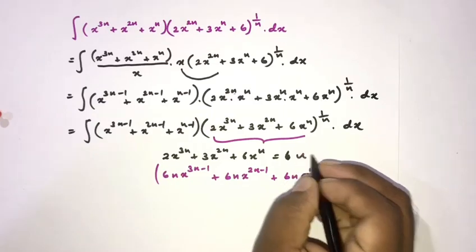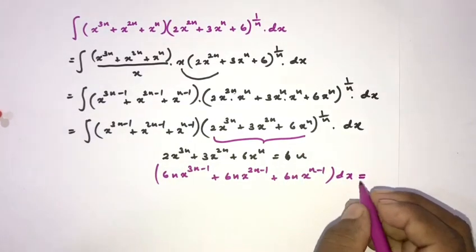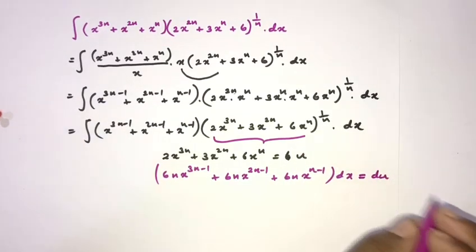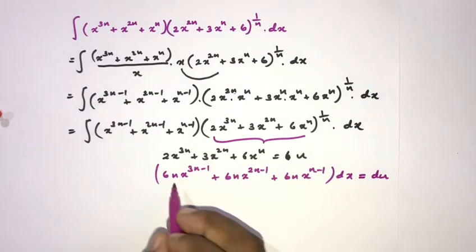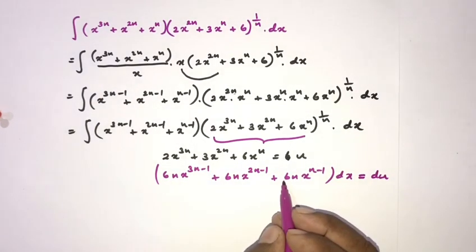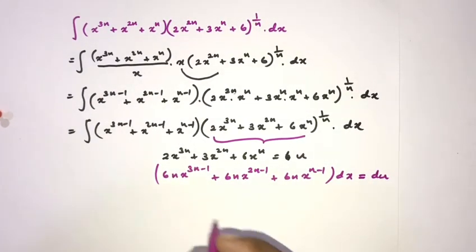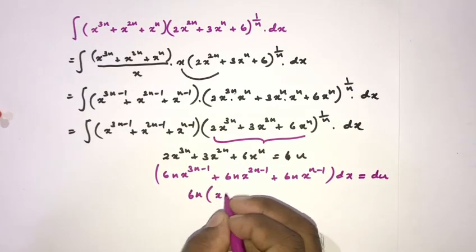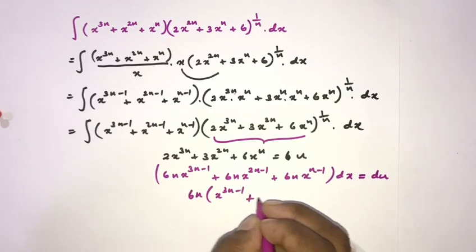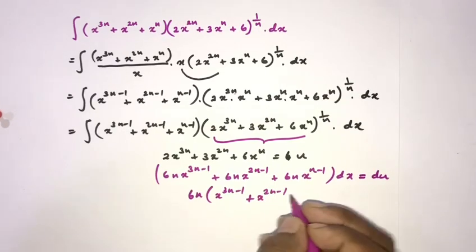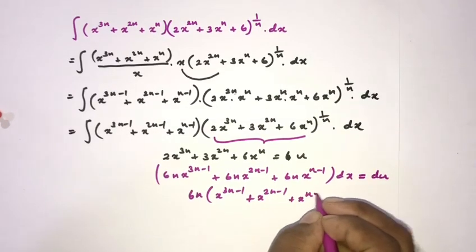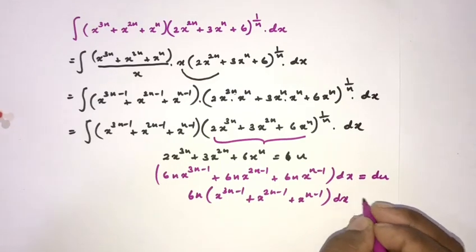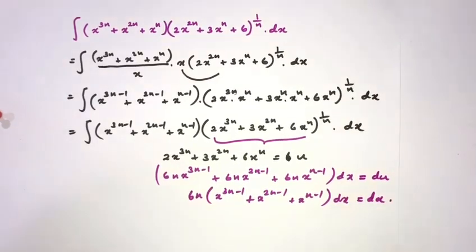This is equal to du. Then we have 6n, 6n, 6n, so 6n is a common factor: 6n times (x^(3n-1) + x^(2n-1) + x^(n-1)) dx is equal to du.